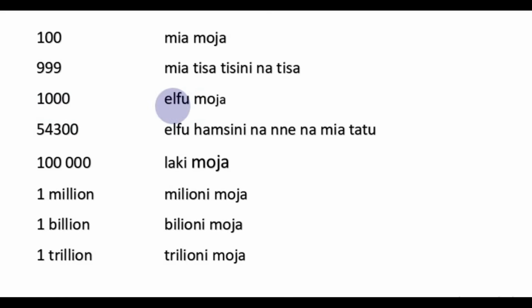1000, elfu moja. So 1000 as a unit is elfu. So 2000, elfu mbili. 3000, elfu tatu. 4000, elfu nne, and so forth. 54,300, elfu hamsini na nne na mia tatu. So elfu hamsini na nne, 54,000, na mia tatu, the 300.